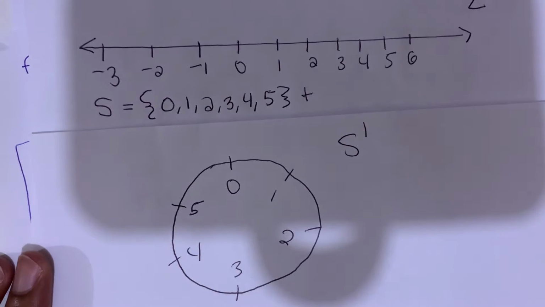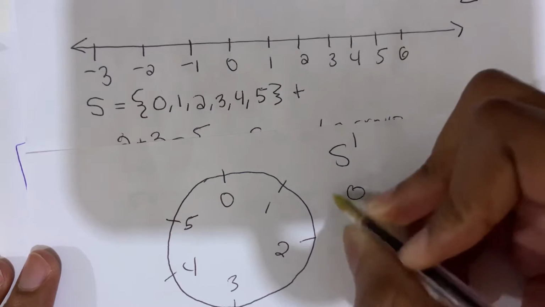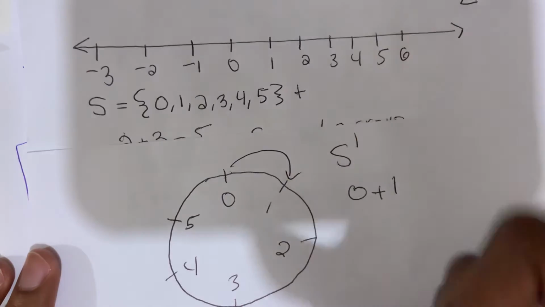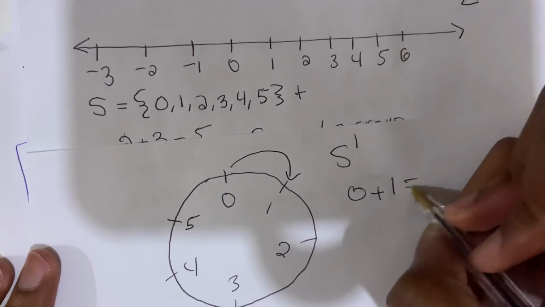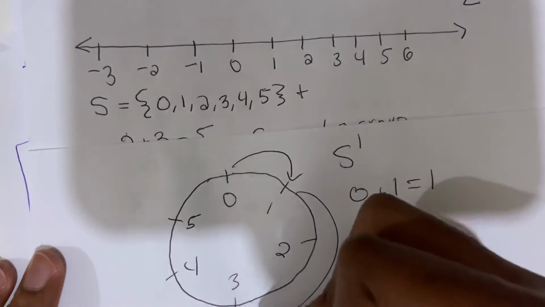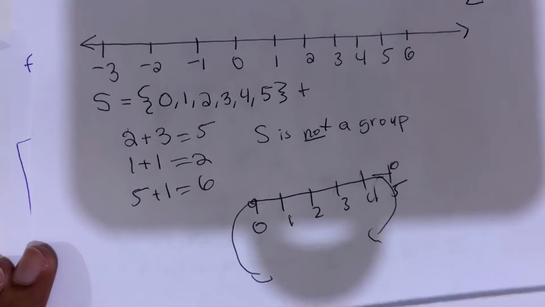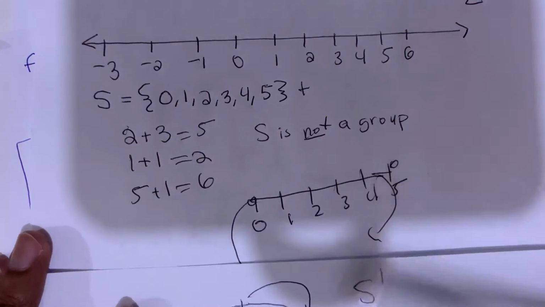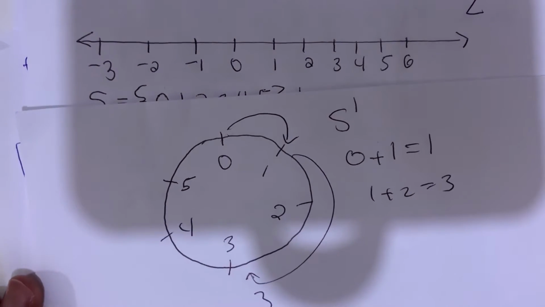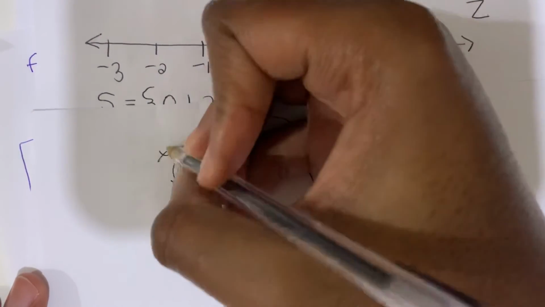Well, let's see. If I have 0 and I add 1 to 0, this corresponds to going from 0 to 1, and we get 1. That makes sense, right? Same with 1: if I have 1 plus 2, I have 3, which is also in the set. However, what's 5 plus 1? Well, if we have 5 and we add 1, we actually get 0.